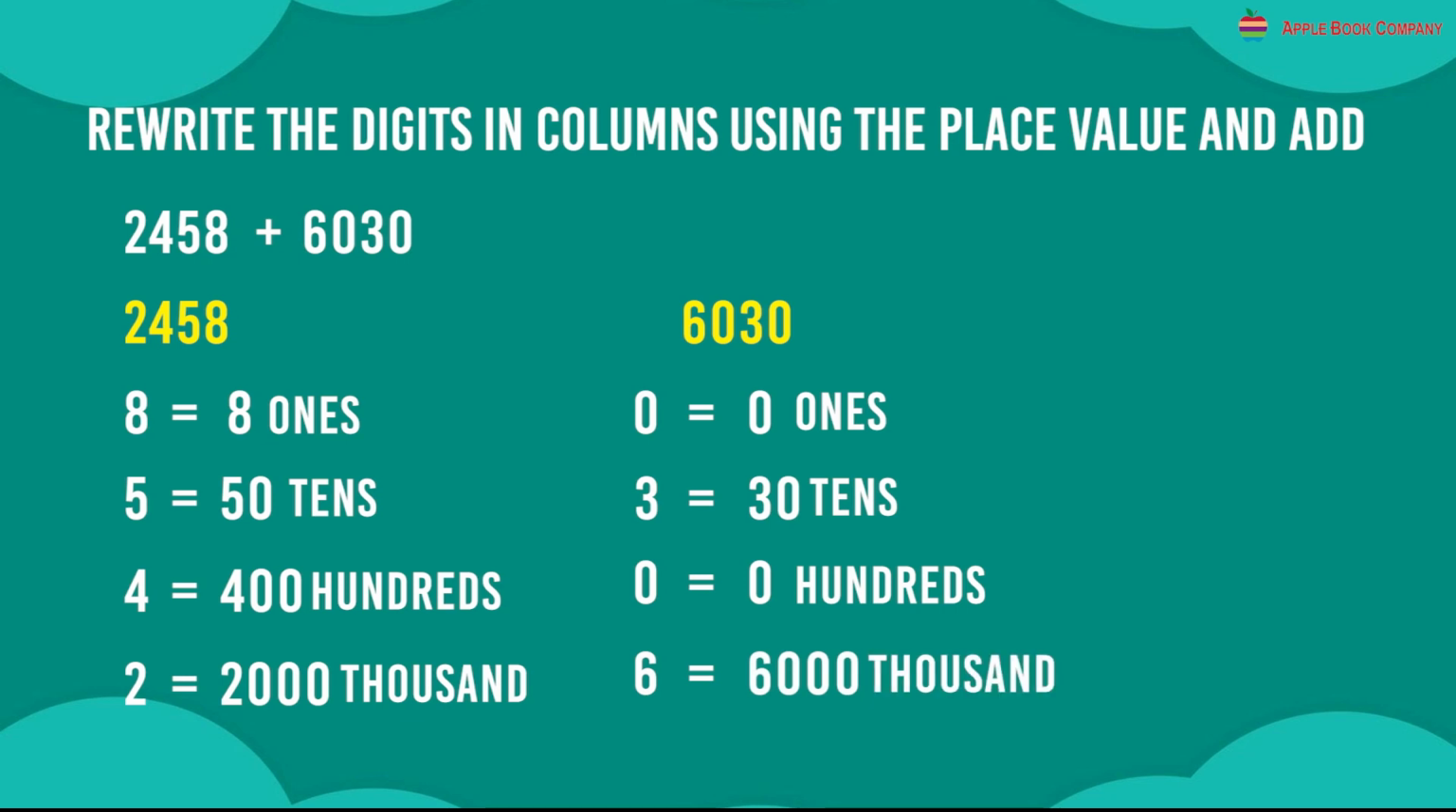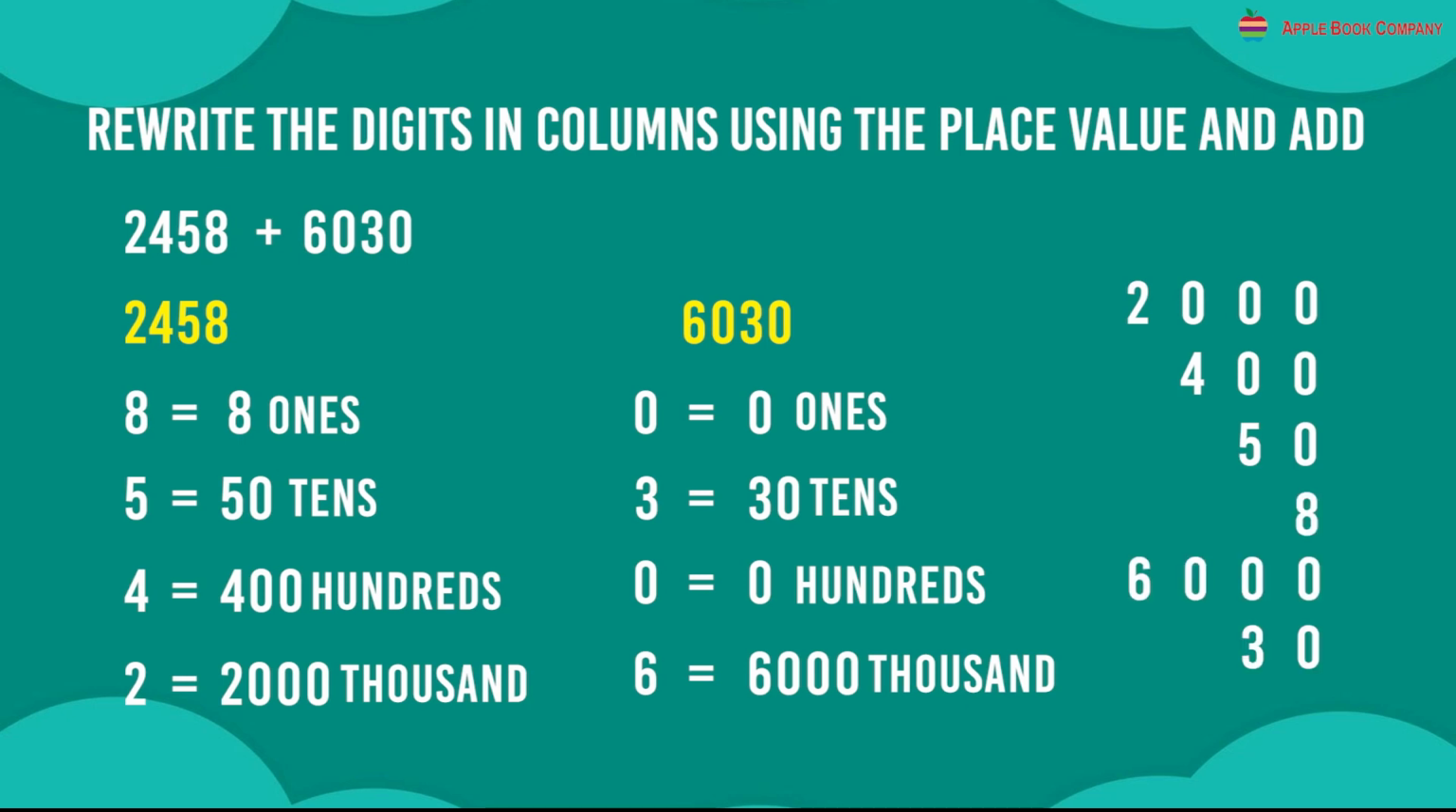Now, the total sum would be 2000 plus 400 plus 50 plus 8 plus 6000 plus 30. After adding all the numbers, the answer will be 8448. Next question, fill in the blanks.